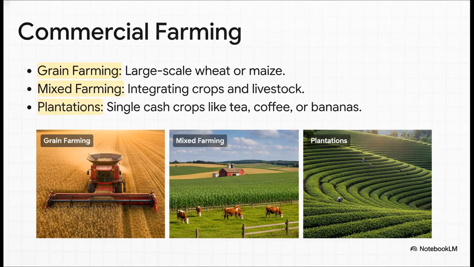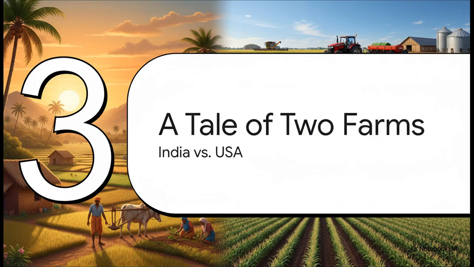Commercial farming is just as diverse. You have those gigantic grain farms for crops like wheat or maize. There's mixed farming, which is a really clever way of integrating both crops and livestock. And then you have plantations, huge farms that focus on a single cash crop, like coffee or bananas, usually for export. But to really see the massive difference between these two worlds, let's forget the theory for a minute and look at two real-world examples: a small farm in India versus a huge operation in the United States.